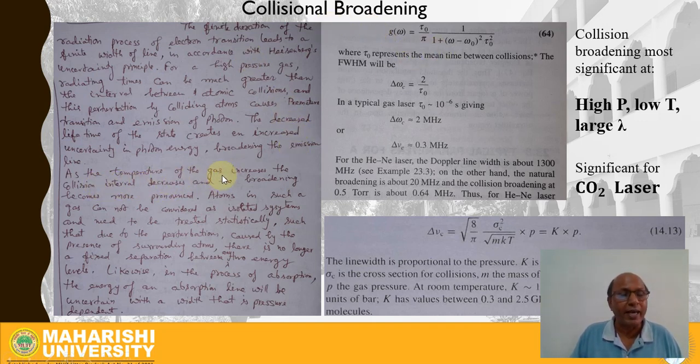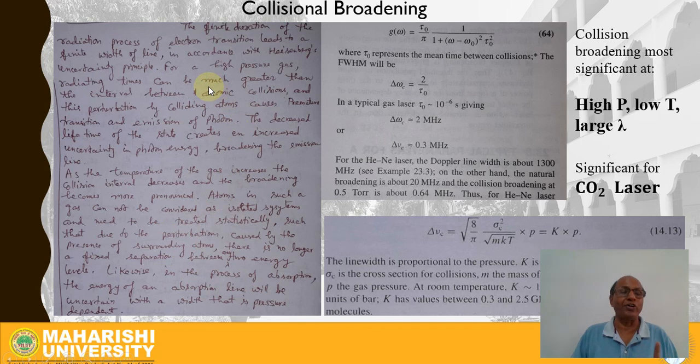As the temperature of the gas increases, the collision interval decreases and the broadening becomes more pronounced. So it is directly proportional to T also. Atoms in such a gas cannot be considered as isolated systems and need to be treated statistically. Yeah, that's okay. These are the small things.